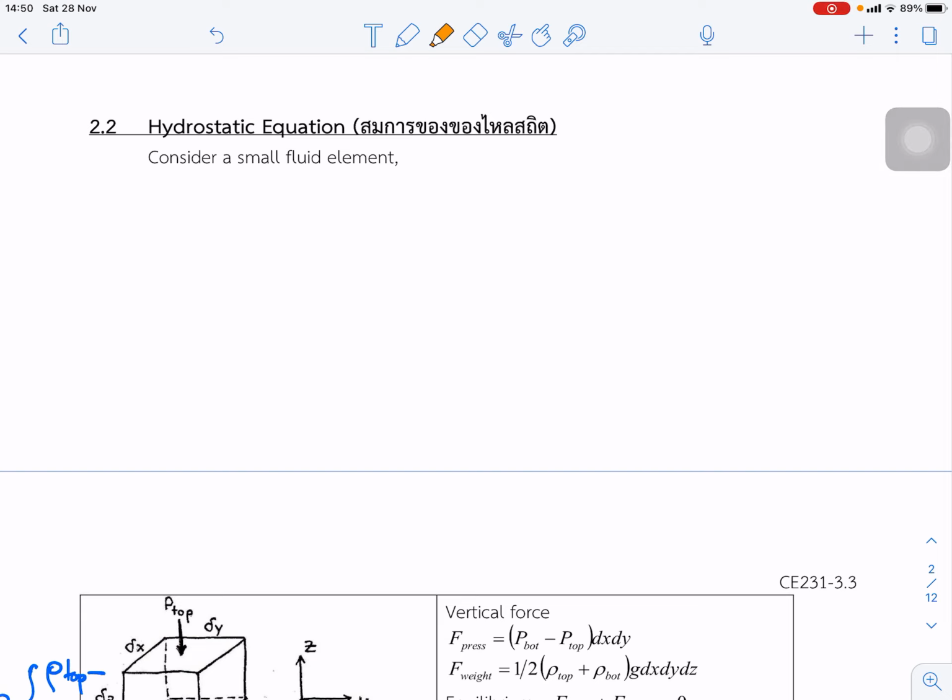Next part is the hydrostatic equation, part 3. Hydrostatic equation. We consider a small fluid element.